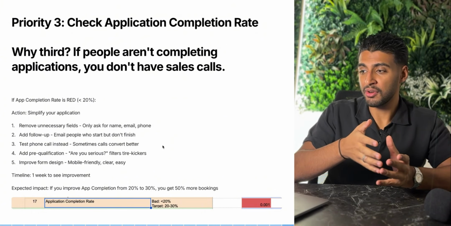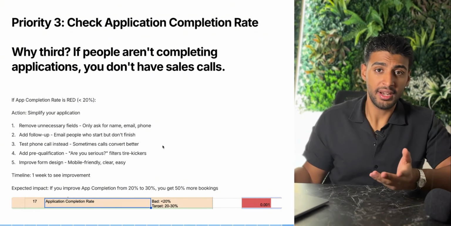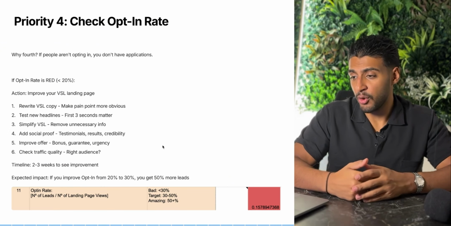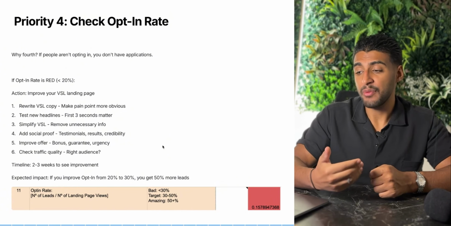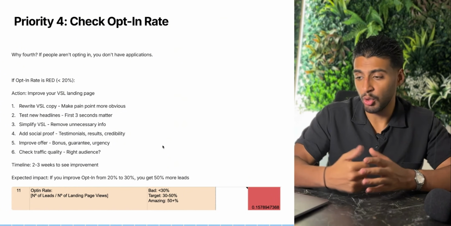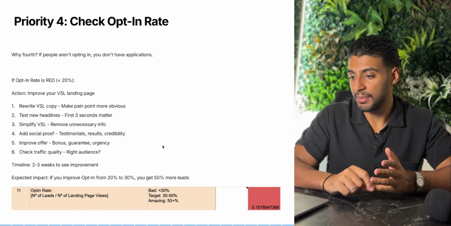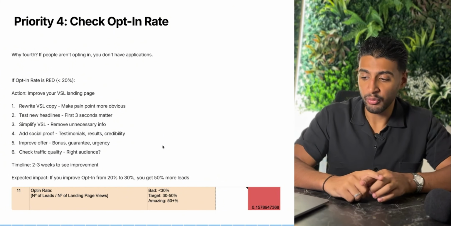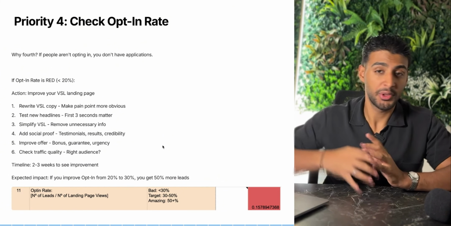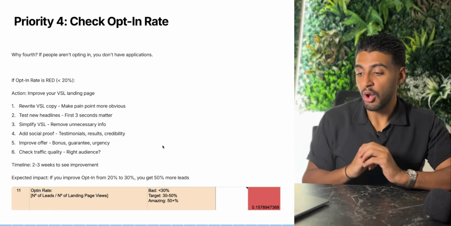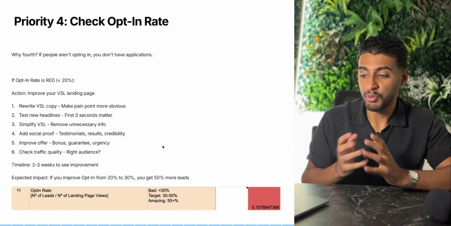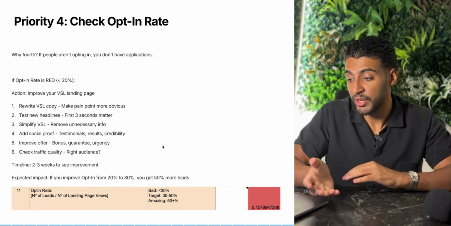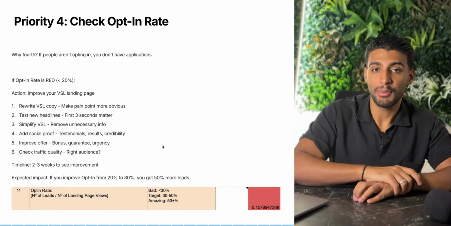Now, assuming your application completion rate was green, then you can actually move to the fourth priority, which is to check the opt-in rate. Now, why is it fourth? Because if people aren't opting in, you don't have applications, right? If opt-in rate is below 20%, you want to rewrite your VSL copy, you want to test new headlines, you want to simplify your VSL, you want to add social proof, you want to improve your offer, you want to check the traffic quality, all of the things you can do to actually fix your opt-in rate. And then you want to test this about 2 to 3 weeks to see improvement. And then the expected impact can be if you improve opt-in rate from 20 to 30%, you get 50% more leads.